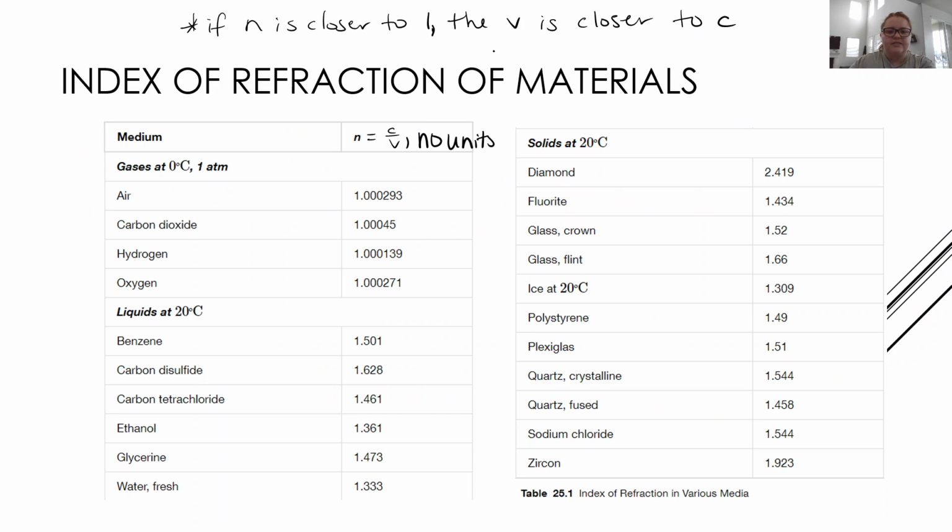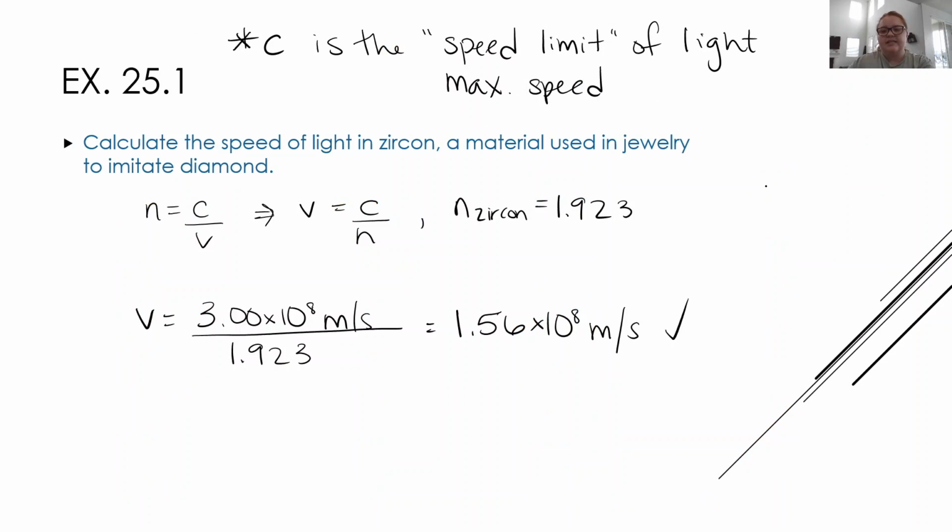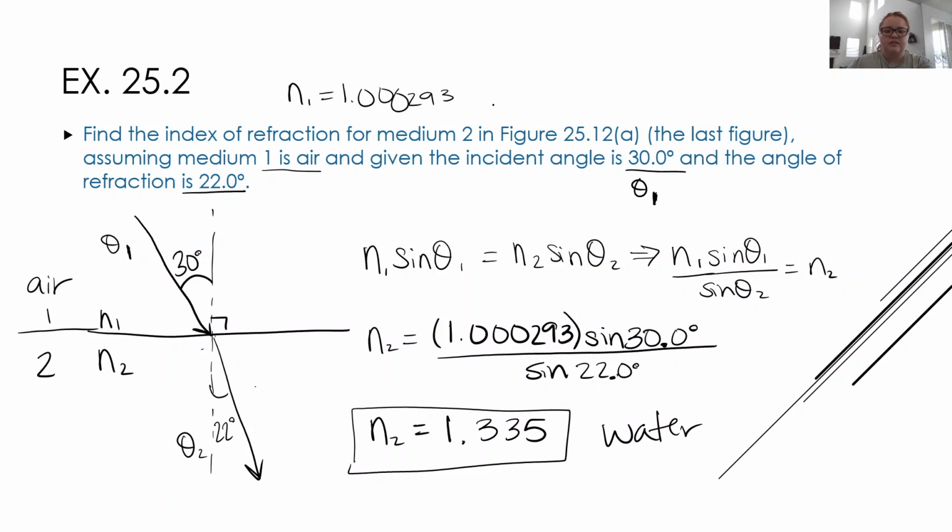And then what about for diamond? Let's look at this again. It looks like diamond is 2.419. That is the index of refraction.